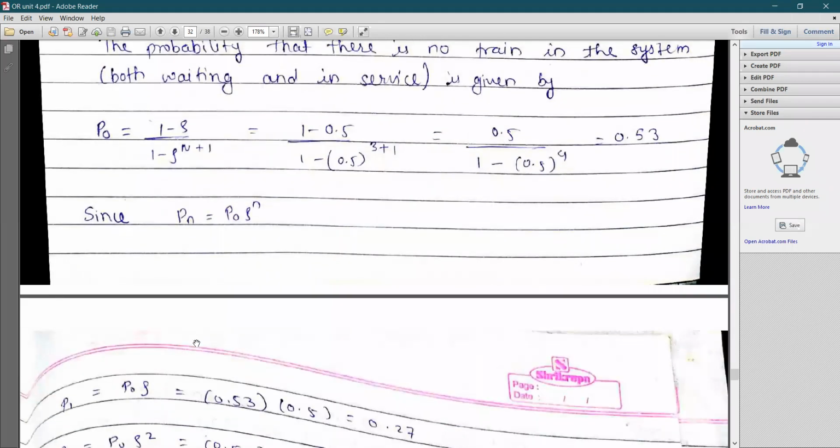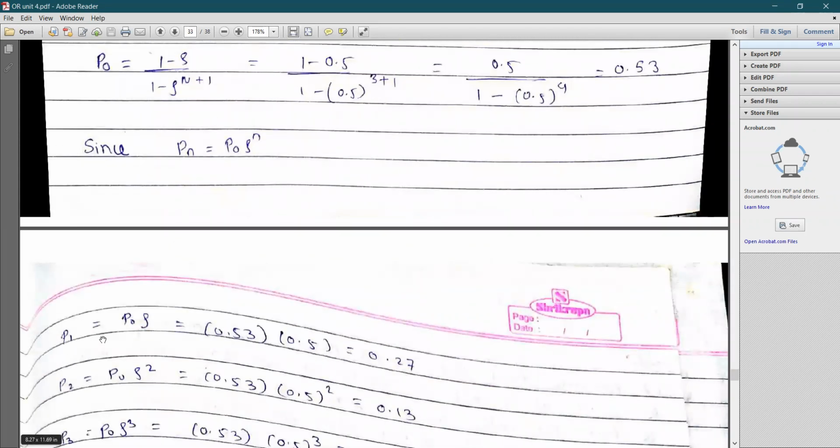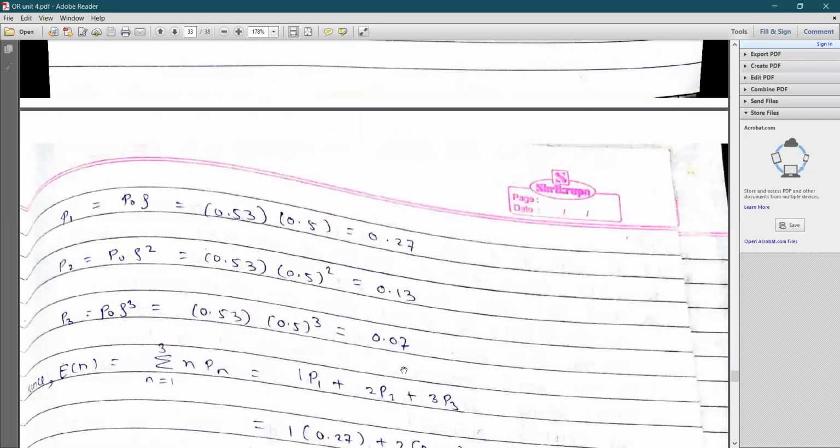Then find Pn. You know the formula, Pn is equal to P0 rho to the power n. If there is one train, the power of rho will be 1, and this is the value of P1. If there are 2, the power is 2, and this is P2. So first you have to find P1. P1 is n equal to 1, P1 is equal to P0 into rho. You know the value of P0 is 0.53, and the value of rho is 0.5, and the multiplication of these two is approximately 0.27. Then P2 is equal to P0 into rho to the power 2. Putting the value of P0, 0.53 into 0.5 raised to the power 2, we get 0.13. Then P3 is equal to P0 rho to the power 3, that is 0.53 into 0.5 raised to the power 3, which is equal to 0.07.